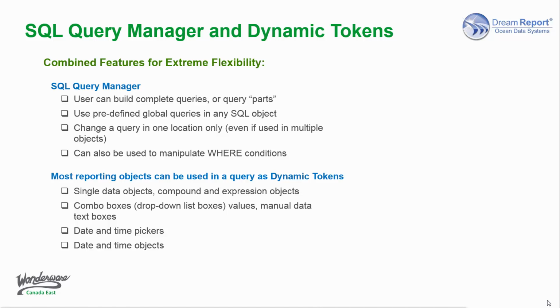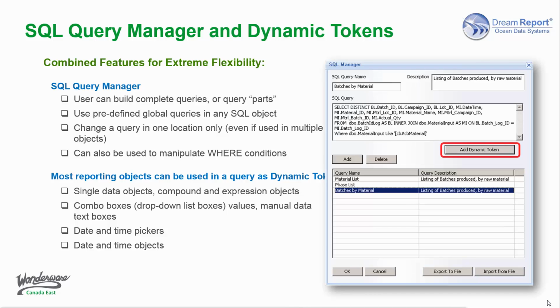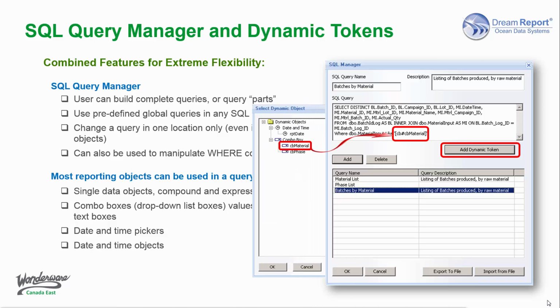Since you'll typically want your queries to be dynamic, for instance selecting different fields or filtering the data based on different conditions, Dream Report makes it easy to browse dynamic tokens or objects on your reports and reference them in your query. These dynamic tokens could be any data or calculated value, user selection from a combo box, a user-entered wildcard string, or a date and time picker. Here we see a query that we've built and managed in the Query Manager, and a browse for user selection in a combo box to filter the results in a query.